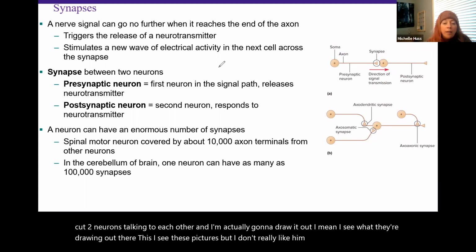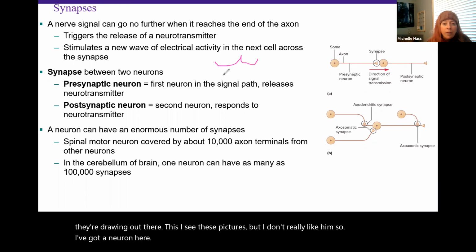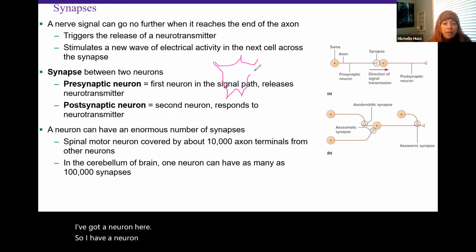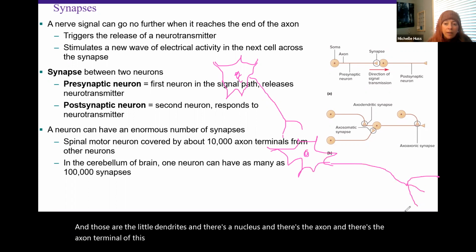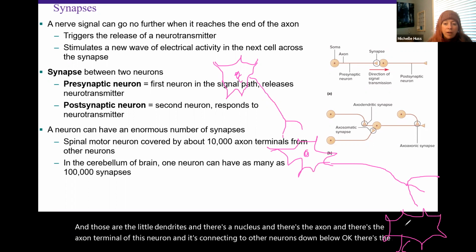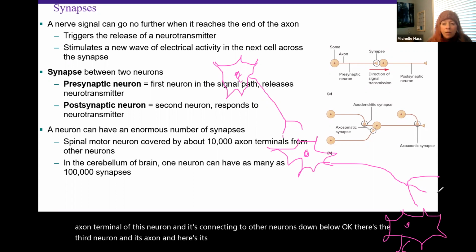So I've got a neuron here. Those are little dendrites, and this is the nucleus. And here's an axon, and here's an axon terminal. And here's another neuron, and those are the little dendrites. There's a nucleus, and there's the axon, and there's the axon terminal of this neuron. And it's connecting to other neurons down below. There's the third neuron, and its axon, and here's its nucleus. And there's neurons here. There's a bunch of neurons everywhere, right?